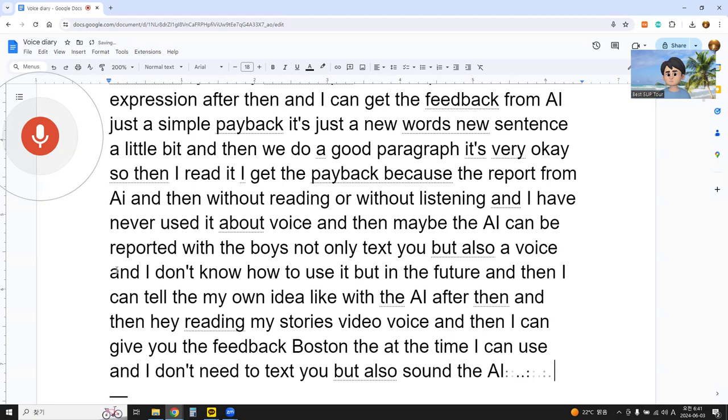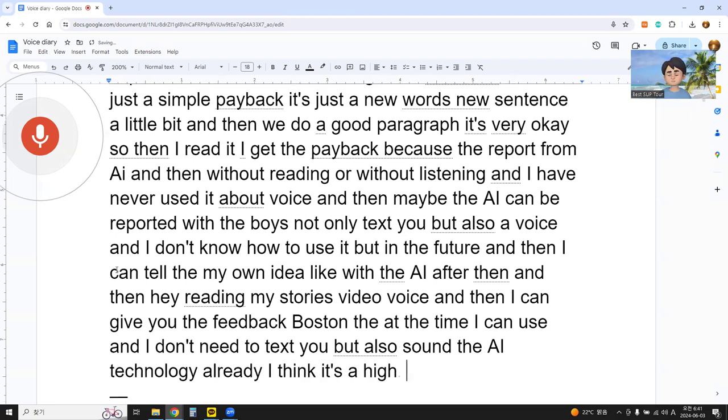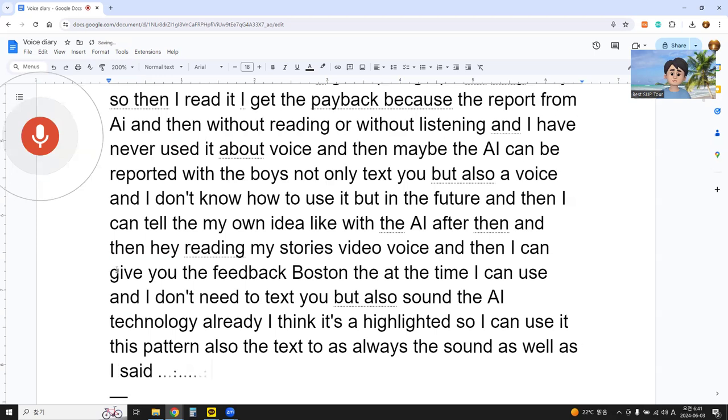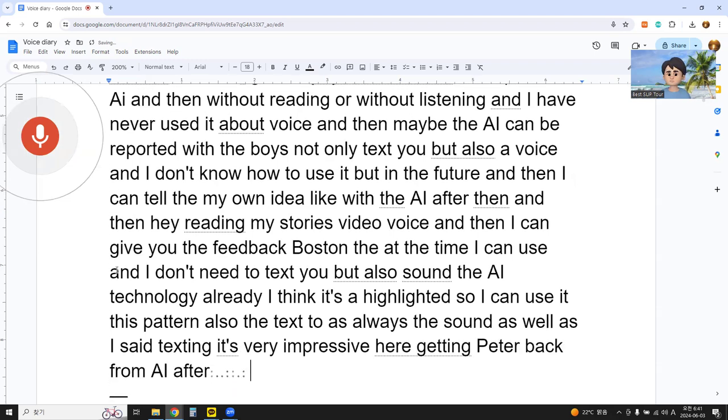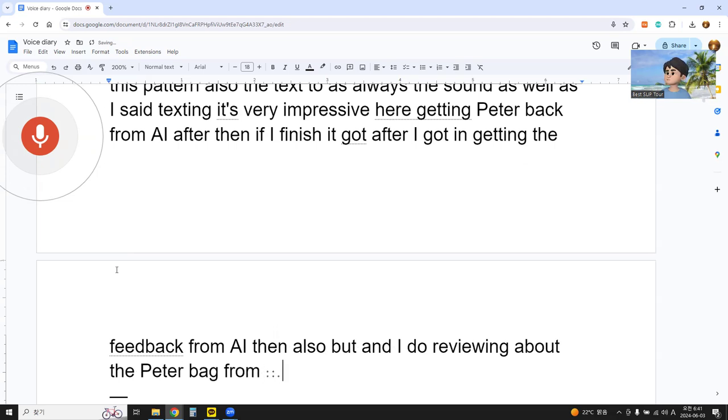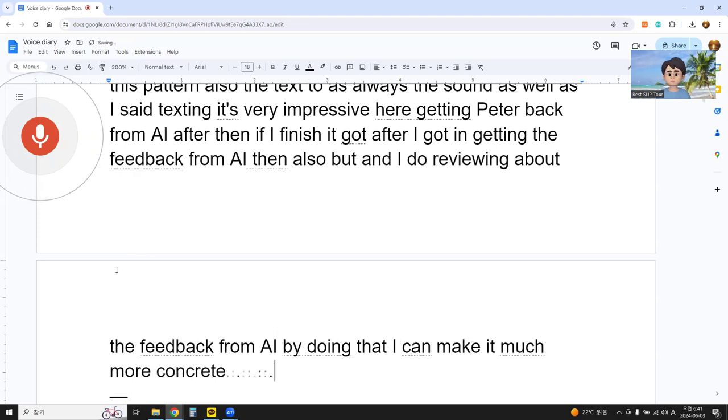AI technology is already high level, I think, so I can use this pattern, the text as well as the sound. So it is very impressive, getting feedback from AI. After I finish it and get the feedback from AI, I do reviewing about the feedback. By doing that, I can make much more concrete ideas on my topic. This is an important part of doing this.